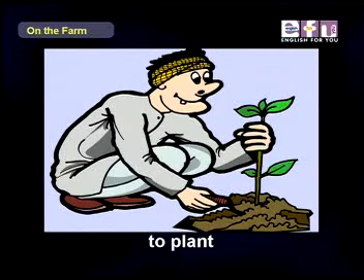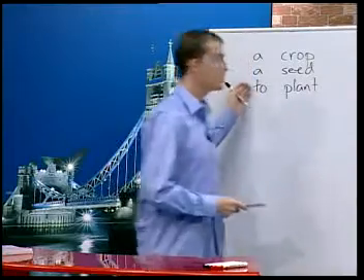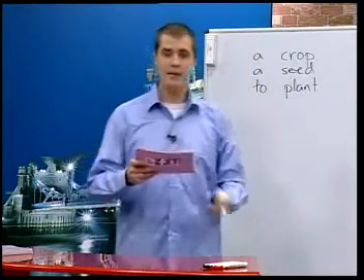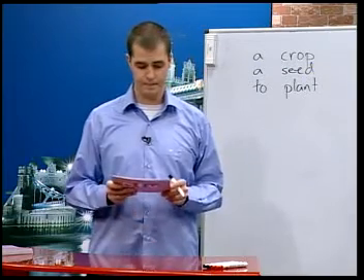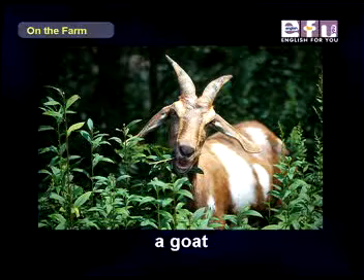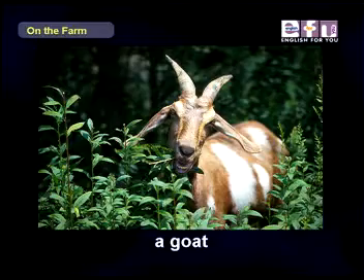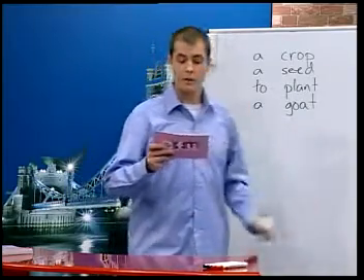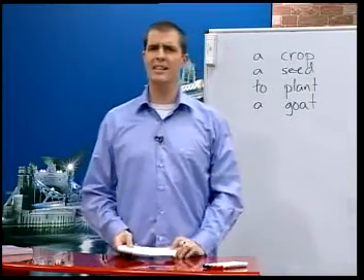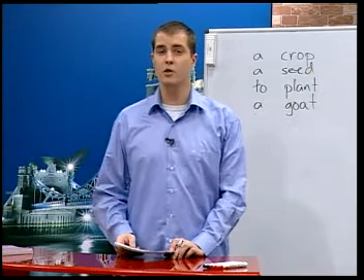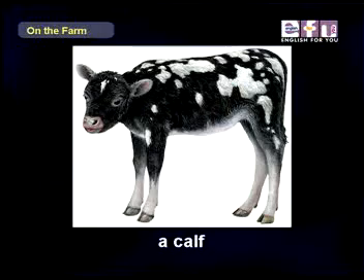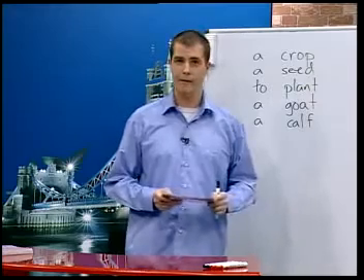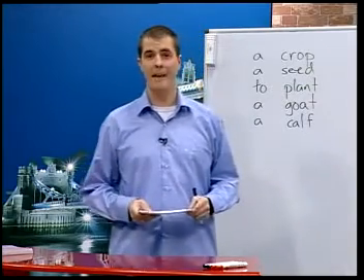To plant. It's a verb. To plant means to put plants or seeds in the ground. A goat. A goat is a farm animal that looks a little bit like a sheep, and it usually has two horns. Next we have a calf. A calf is a baby cow.